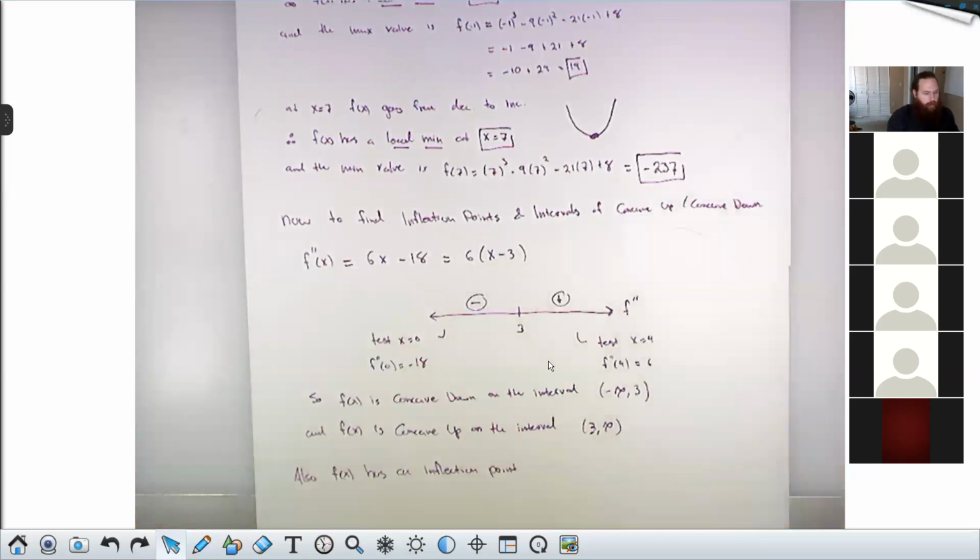So is there an inflection point here? Is there anywhere f goes from being concave down to concave up or vice versa? Yeah, right here at 3. Right? I'm concave down to the left of 3. I'm concave up to the right of 3. So x equals 3 has to be the location of an inflection point.